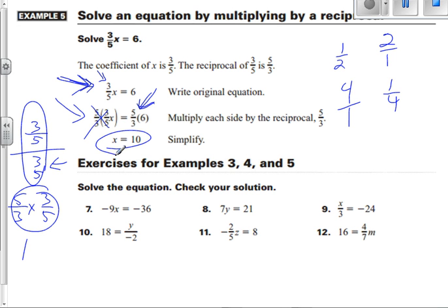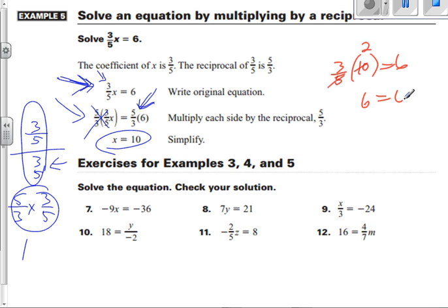And then if you do your check, which I have run out of room, let's make some room here. All right, so let's do our check real quick. We have 3/5 times the value of x, which has to be 10, is equal to 6. I know that I can simplify here. That gives me a 2. 3 times 2 is 6, so 6 is equal to 6. Check marks, therefore my x is correct.